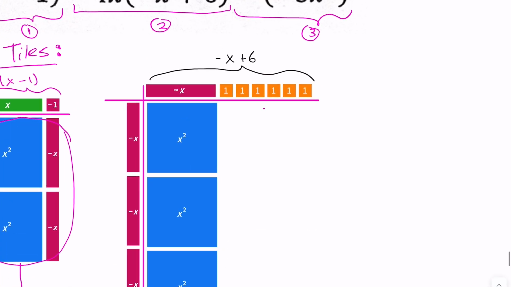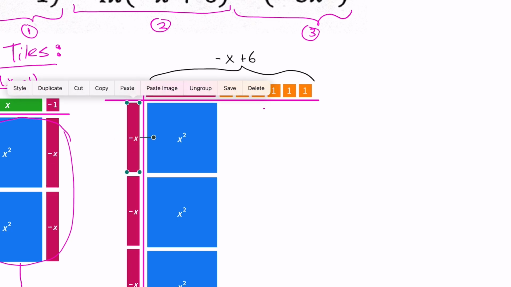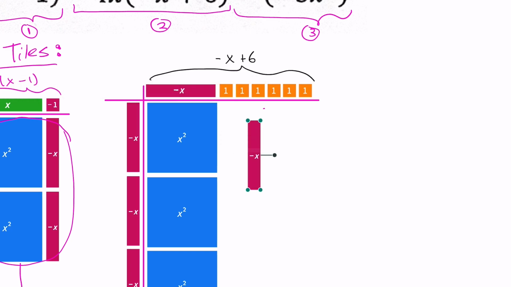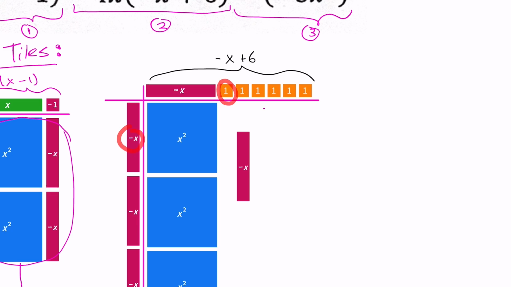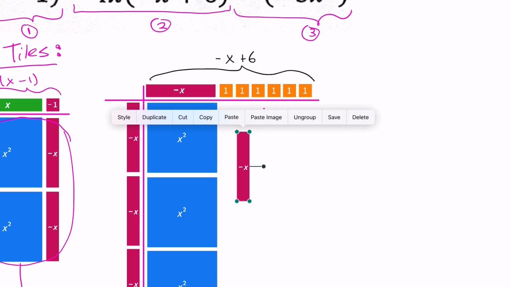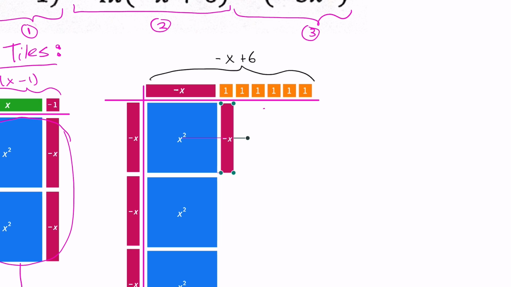Now we get to something different, negative x by a 1. So 1 wide, negative x long, that's just going to be a negative x, right? Because it's a positive times a negative, which gives a negative, and it's just negative x, and it's x long and 1 wide, so x.